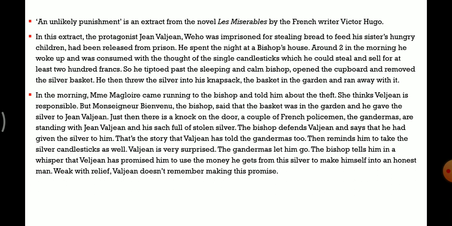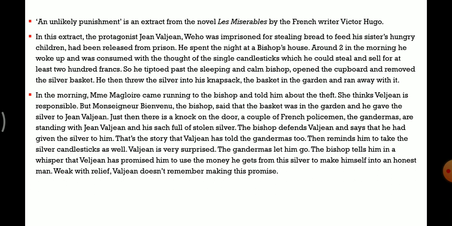A couple of French policemen, the gendarmes, are standing with Jean Valjean and a sack full of stolen silver. The bishop defends Valjean and says that he had given the silver to him. That's the story that Valjean has told to the gendarmes too. Then the bishop reminds him to take the silver candlesticks as well. Valjean was very surprised. The gendarmes let him go. The bishop tells him in a whisper that Valjean has promised him to use the money he gets from the silver to make himself into a better man. Weak with relief, Valjean doesn't remember making this promise.